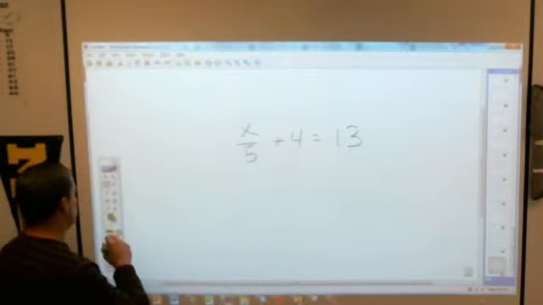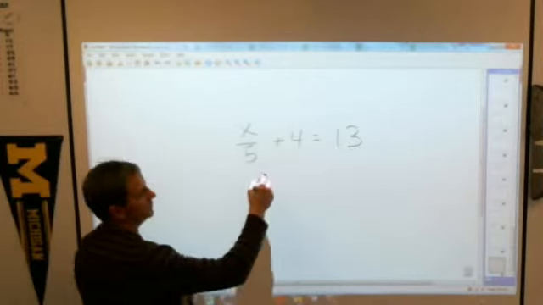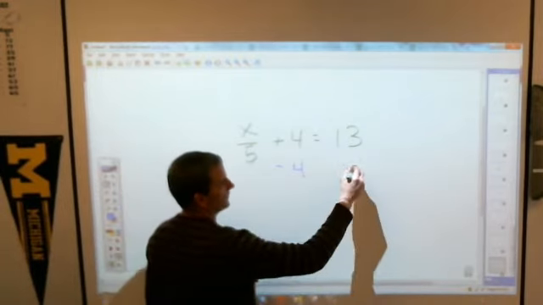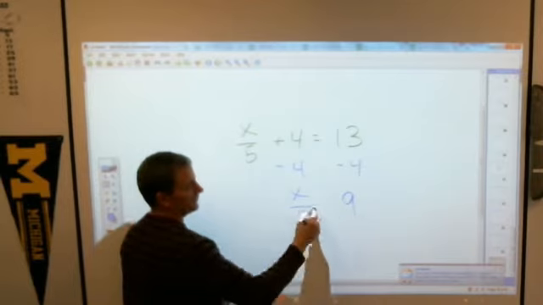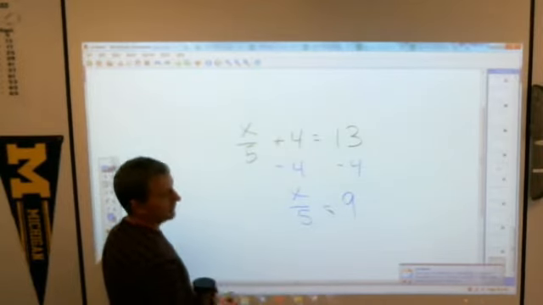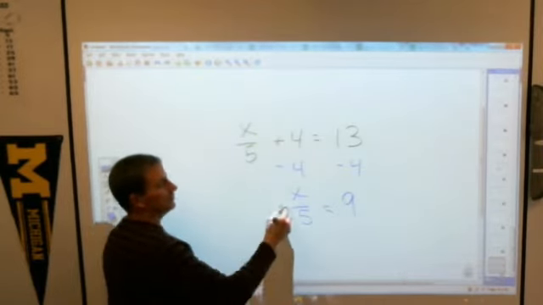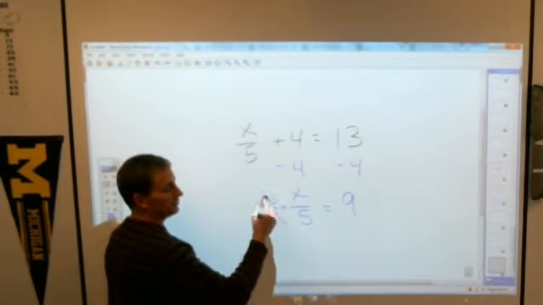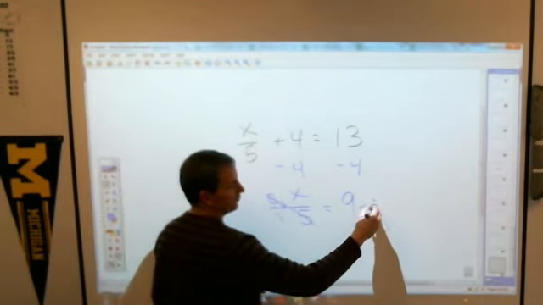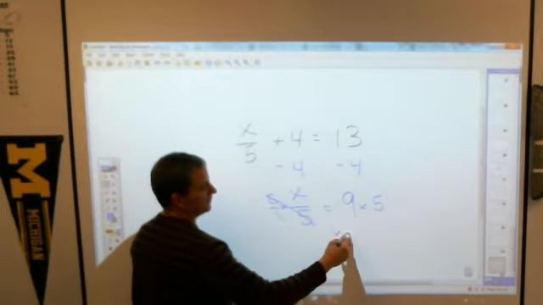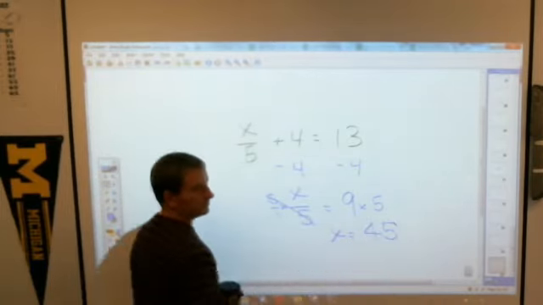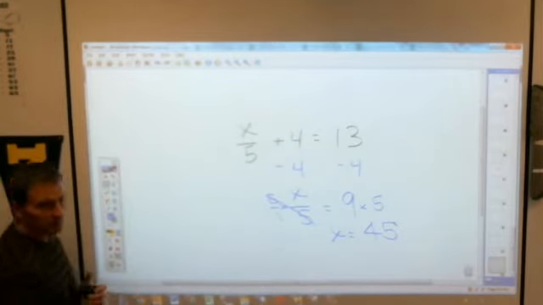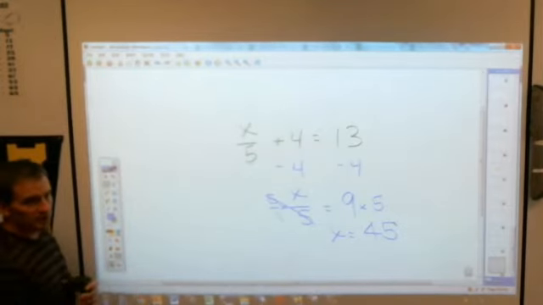Shouldn't be too terribly tough. You subtract 4, you got 9, right? Some number divided by 5 equals 9. How do you get rid of division? You multiply, because when you multiply they cross cancel. You multiply. Hopefully, this side of the room included, you got 45 for the answer.